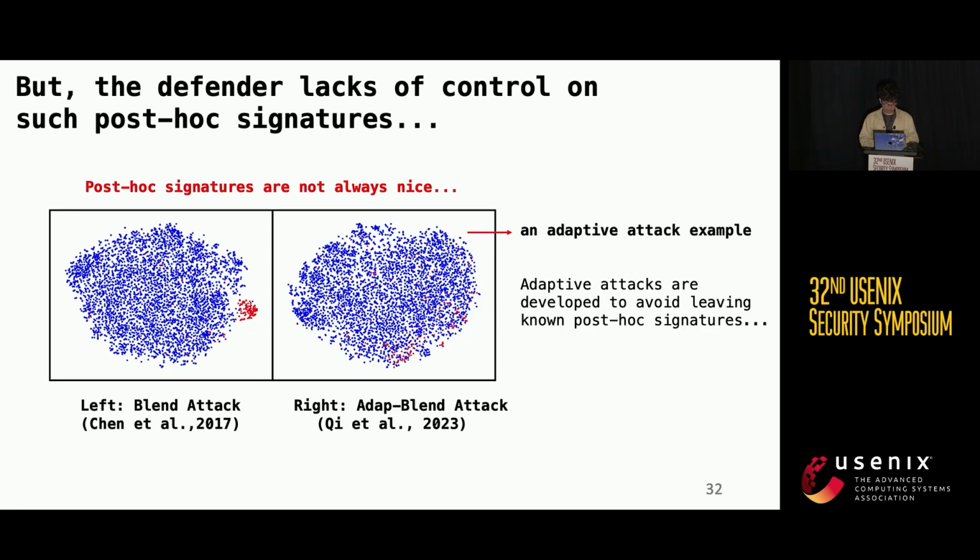And also, adaptive attacks are also observed recently. If the attackers know the defender will build their defense upon some post-hoc signatures, they may just adaptively design attacks to avoid leaving this signature in the backdoor model.